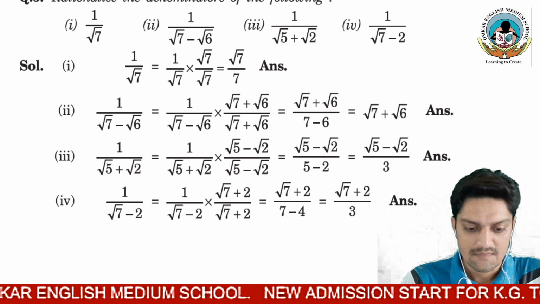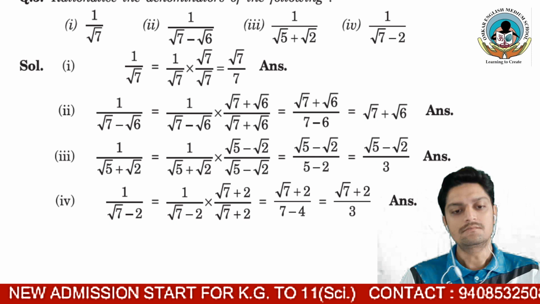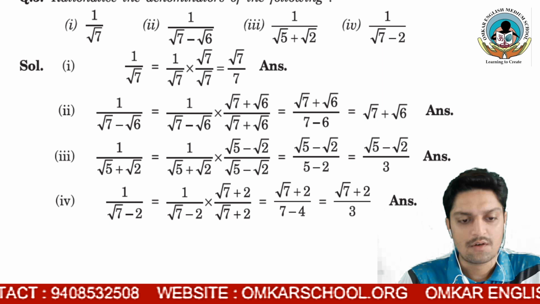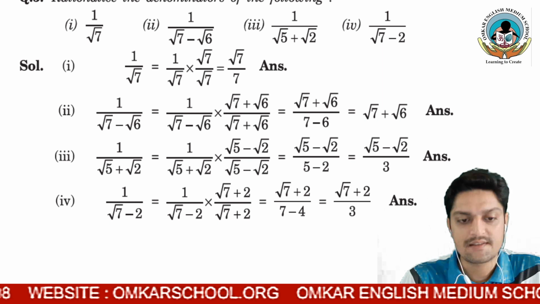For example, the first question: here you can see 1 upon root 7. In the denominator you can see there is root 7. Now if you want to remove that root 7, meaning it should be only 7, not root 7, what can you do?